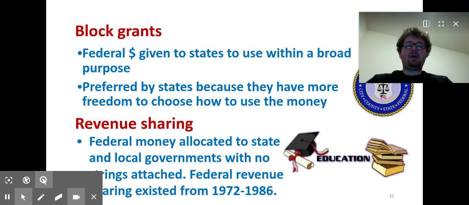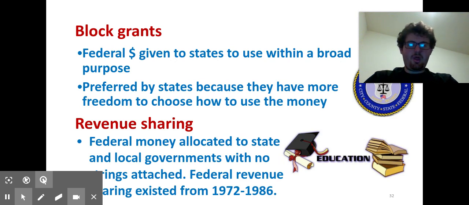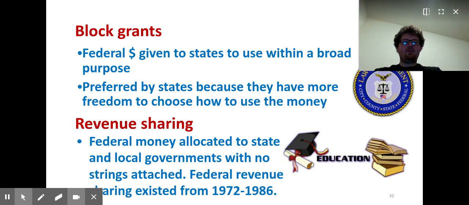Now, block grants, whole other ballgame. Definitely a favorite amongst the states. This is the money that is just given broadly by the federal government to the states. It doesn't have nearly as much control over the states, and so they definitely prefer it. They don't like being told what to do, and they just were like, yes, money.